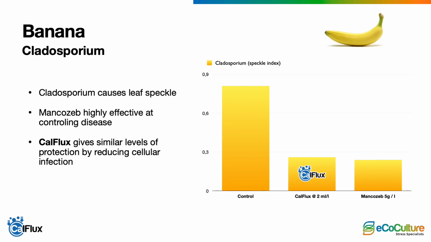Banana cladosporium. Cladosporium causes leaf speckle. Mancozeb is highly effective at controlling the disease. Calflux gives similar levels of protection by reducing cellular infection.